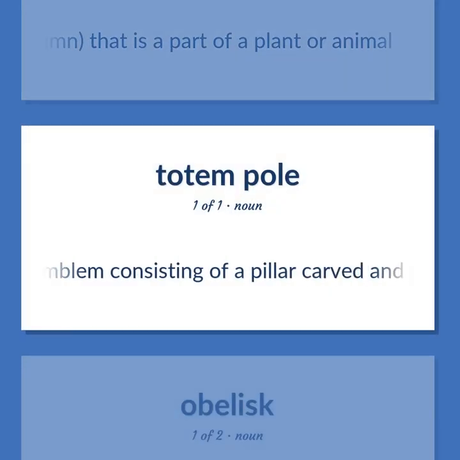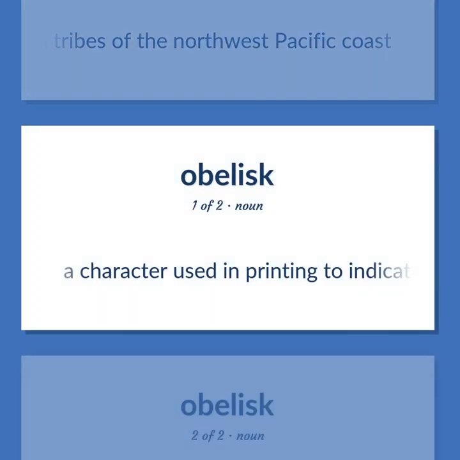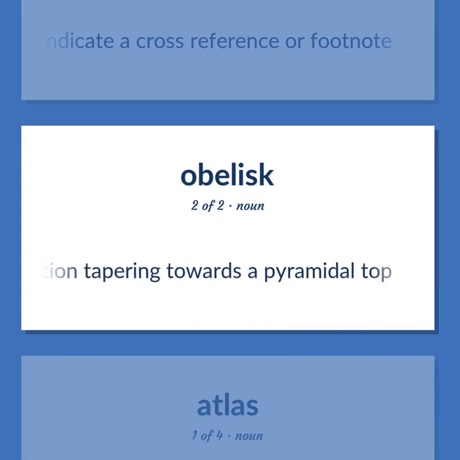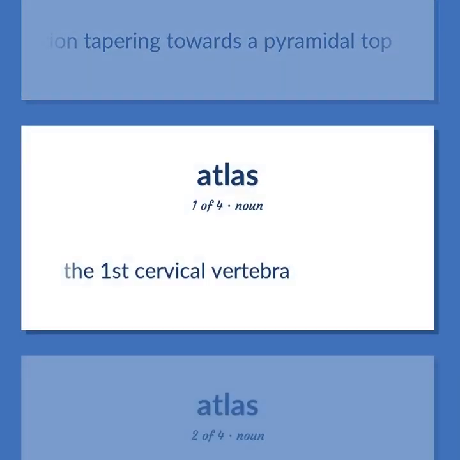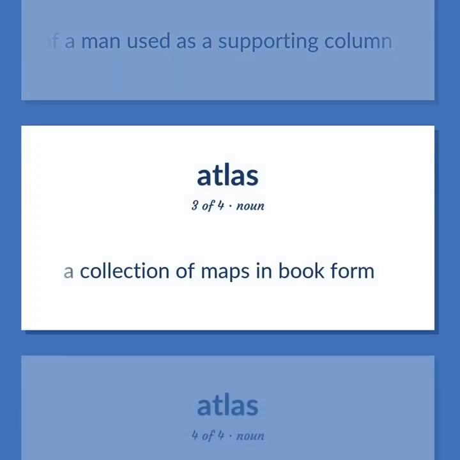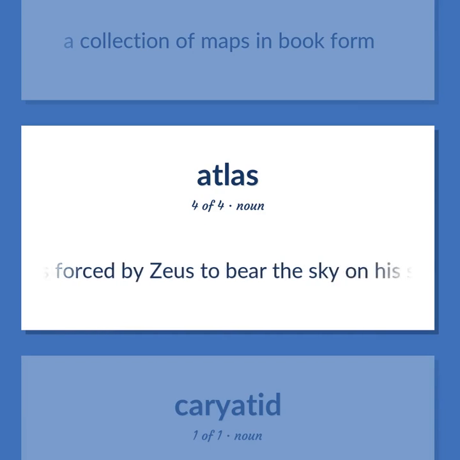A tribal emblem consisting of a pillar carved and painted with totemic figures, erected by Indian tribes of the Northwest Pacific coast. A character used in printing to indicate a cross-reference or footnote. A stone pillar having a rectangular cross-section tapering towards a pyramidal top. The first cervical vertebra. A figure of a man used as a supporting column. A collection of maps in book form. Greek mythology: a titan who was forced by Zeus to bear the sky on his shoulders.